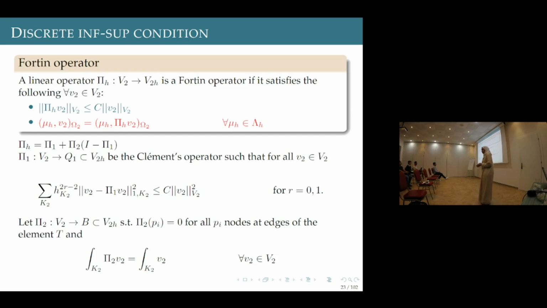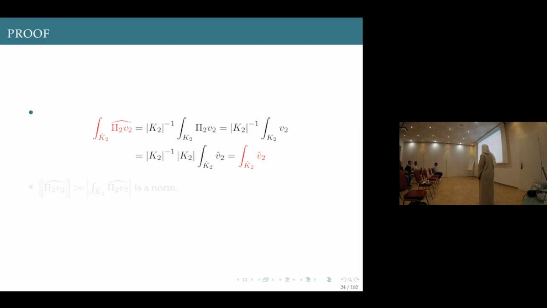Before I start the proof, we need some tools, some pre-proof things. Not only do we want the integral of pi 2 V2 to equal the integral of V2 locally, but we also want that to be satisfied in the reference element. It's a one-line proof. The integral of pi 2 v2 hat mapped to the physical element, you pay a measure of K2, and then by definition of pi 2 this is equal to the integral of v2. Mapping back to the reference, we gain a measure of K2 that cancels this one, so we get that property satisfied also in the reference.